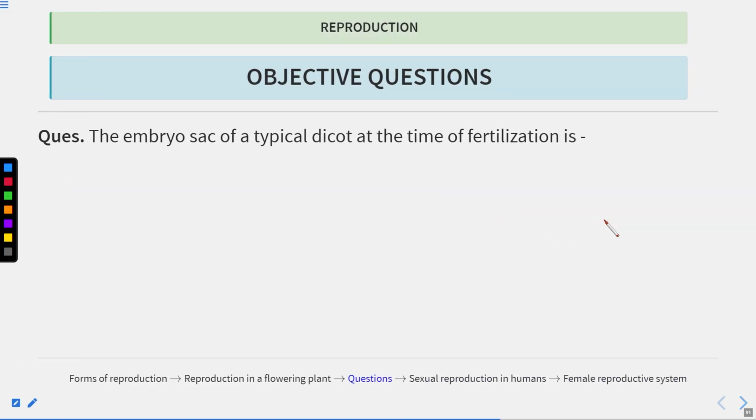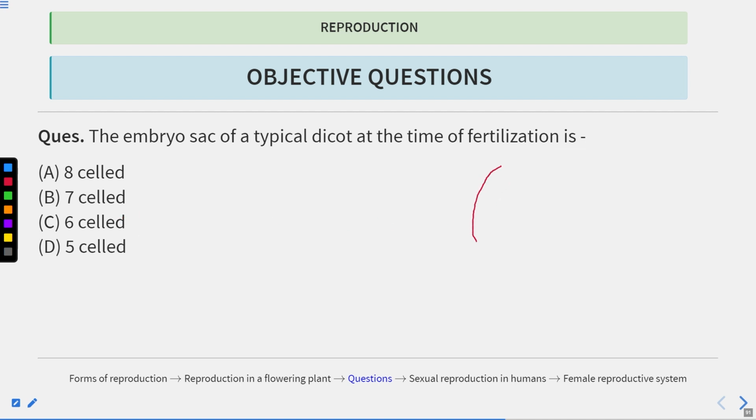Clear? The next question is: the embryo sac of a typical dicot at the time of fertilization is. So we are talking about a dicot plant. Dicots are flowering plants. They come under the category of angiosperms. The options are 8-celled, 7-celled, 6-celled, or 5-celled. In the previous questions, we have seen the structure of the embryo sac. So I will draw the embryo sac again here, and the question is at the time of fertilization.